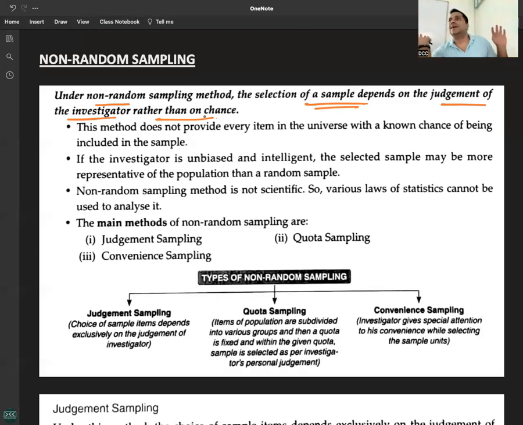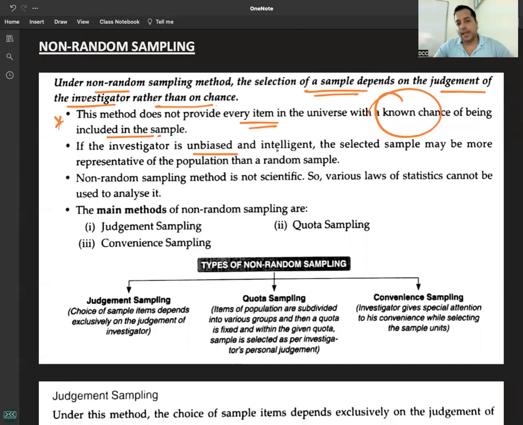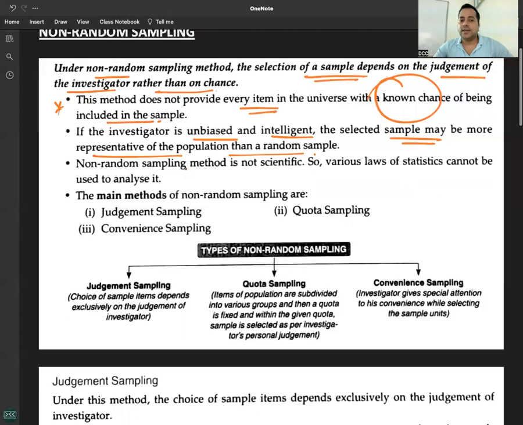It can happen that the investigator neglects a whole area, and then you never come into the sample at all. This method does not provide every item in the universe with a known chance of being included in the sample. So this is the most important point, the area of differentiation. If the investigator is unbiased and intelligent, the selected sample may be more representative of the population than a random sample. Non-random sampling method is not scientific, so various laws of statistics cannot be used to analyze it. The main methods of non-random sampling are judgment sampling, quota sampling, convenience sampling.